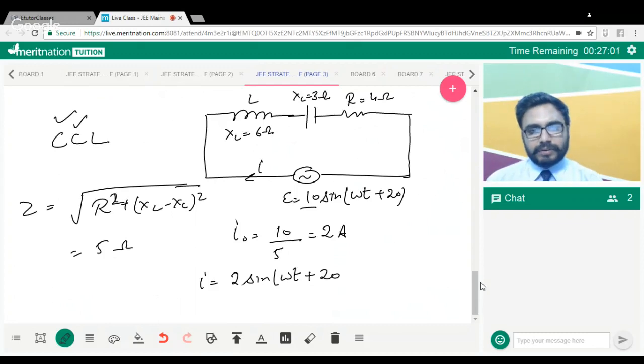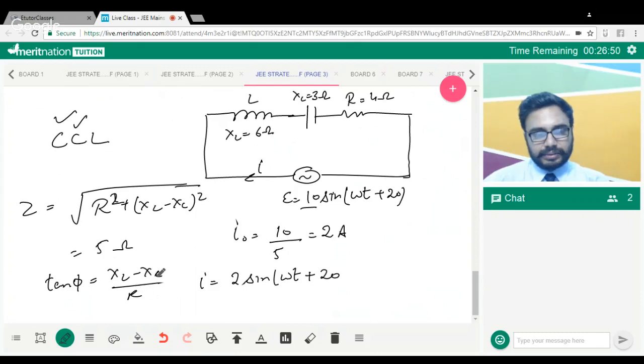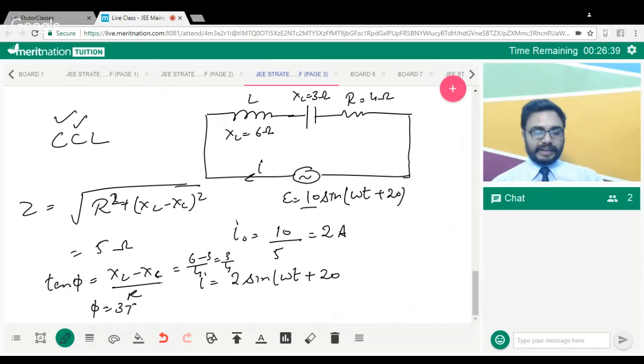But before finding the power factor, we should find out the phase. How? tan phi is equal to (XL minus XC) by R. That is 6 minus 3 by 4, which is equal to 3 by 4. So phi from here is 37 degree.